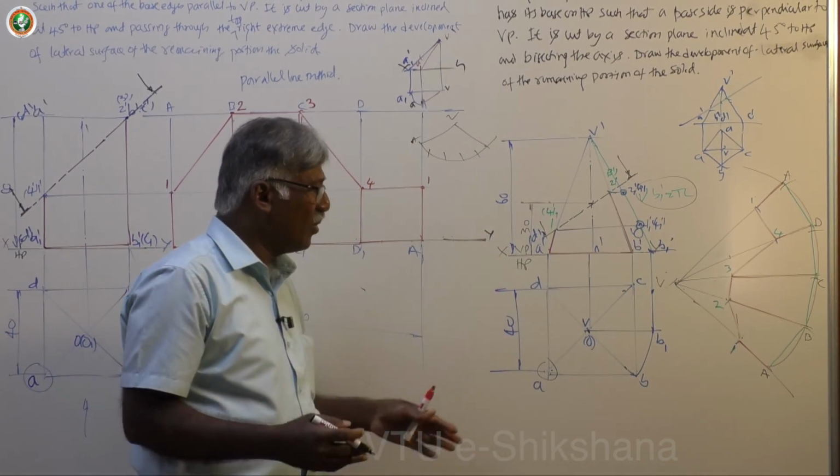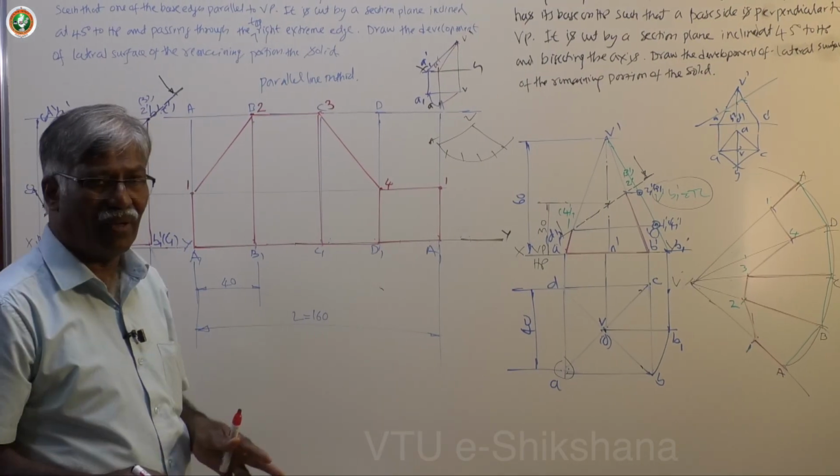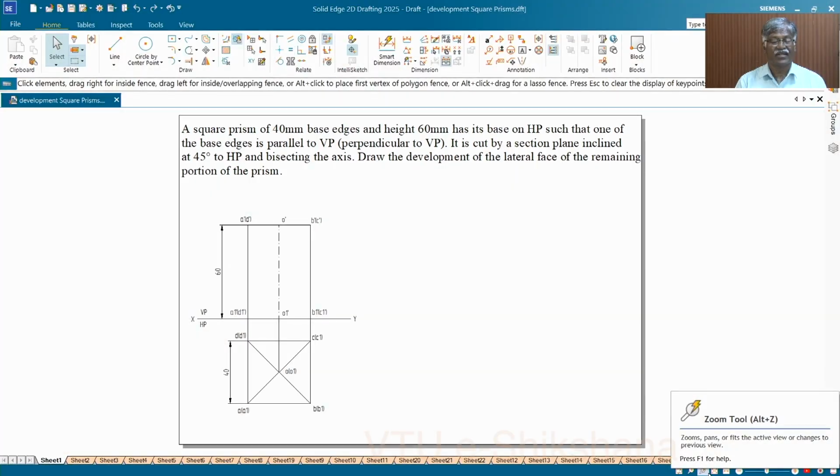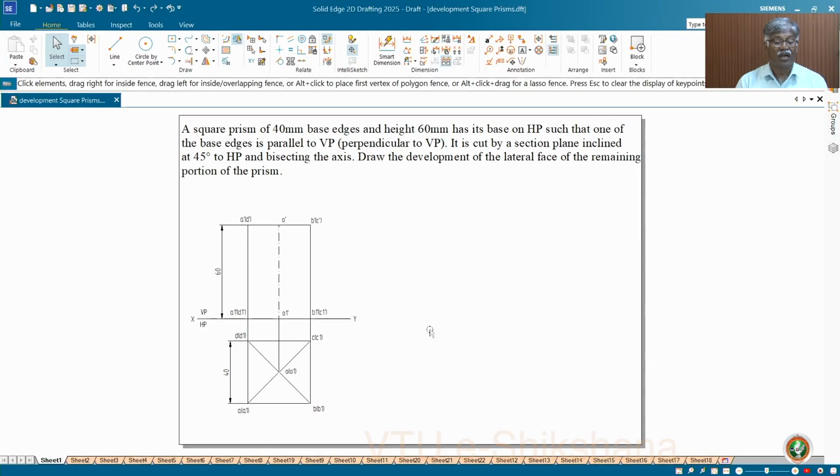Now we will work out the same type of problem, with little changes on the computer. Let us start with the square prism as the solid in the standard position. A square prism of 40 mm base edges and height 60 mm has its base on HP such that one of the base edges is parallel to VP or perpendicular to VP. For example, you know how to draw the projections. I will explain here only.